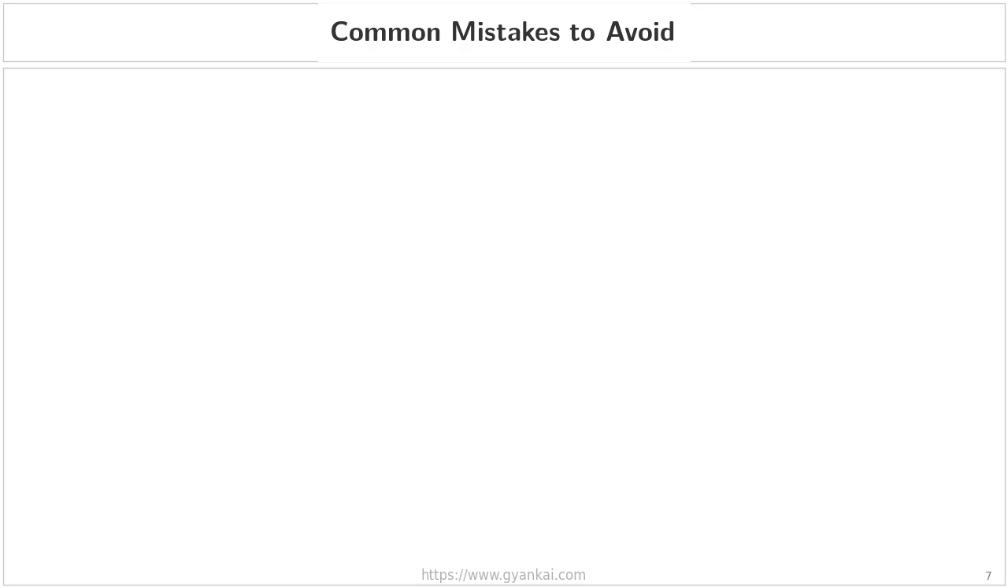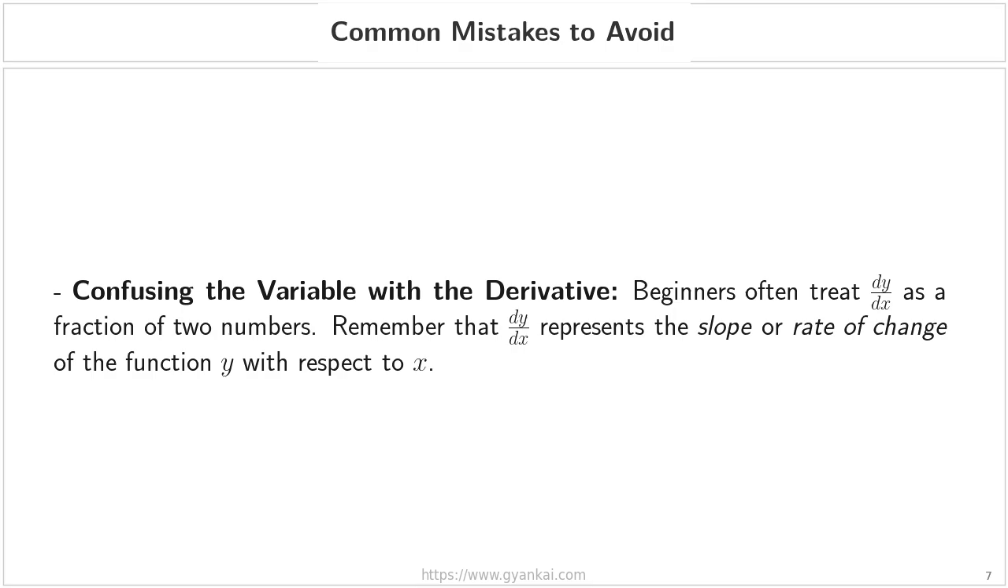Common mistakes to avoid. First, be very careful not to confuse the variable itself with its derivative. A common mistake for beginners is to treat dy dx as if it were just a simple fraction of two separate numbers. It is crucial to remember that dy dx represents the slope or the rate of change of the function y with respect to x. It is a single mathematical concept describing how one thing changes in relation to another, not just two numbers divided by each other.